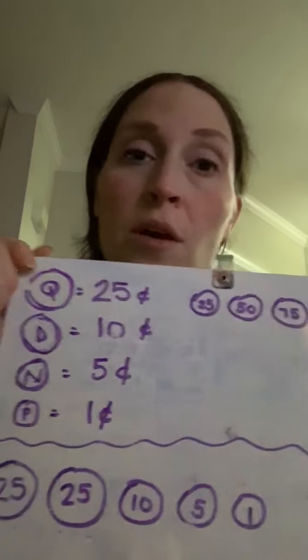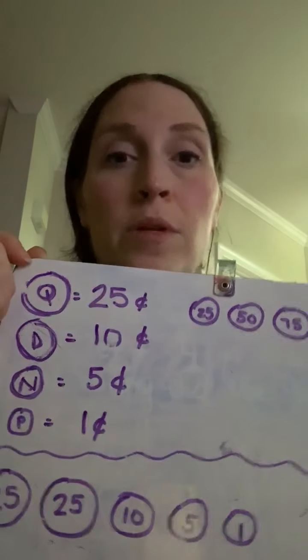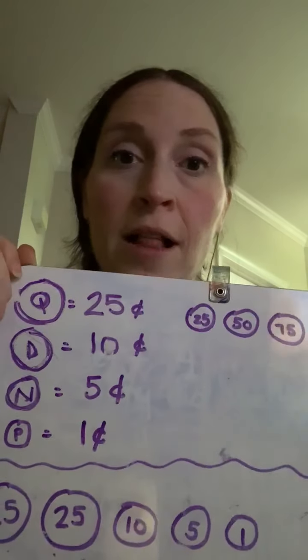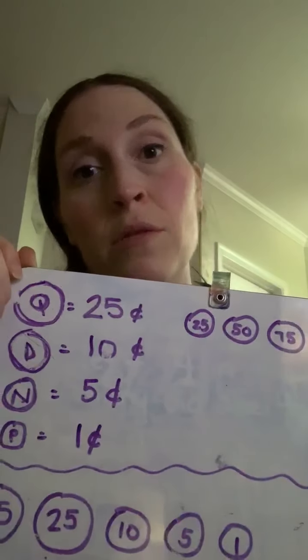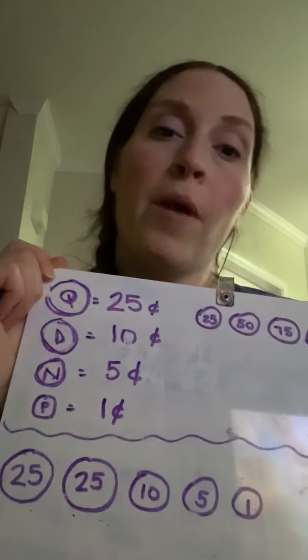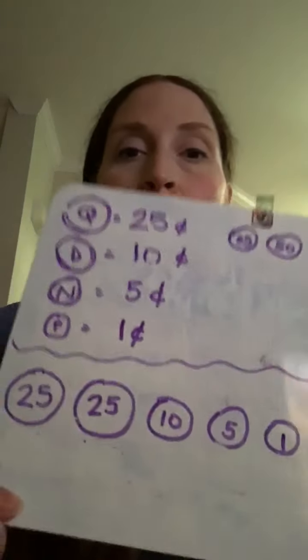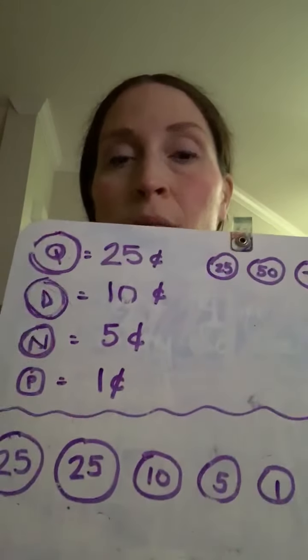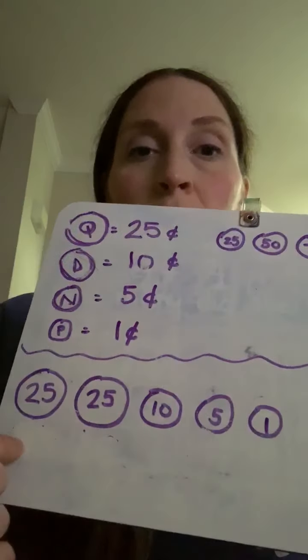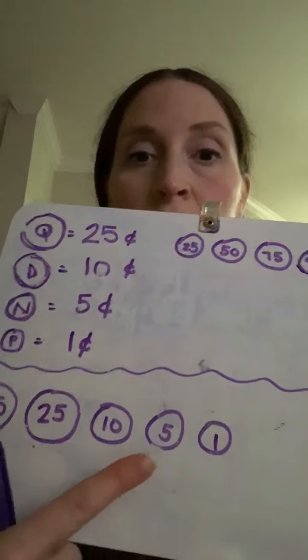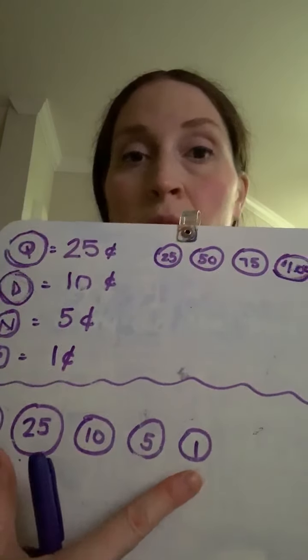If you don't have coins at home to help you, I will put some paper ones in the folder on my class pages, and you can always print those out to use them if you need to help solve the problems. So the first way that we can solve a problem is just by skip counting by the number on the coin. So our first problem is 2 quarters, those are each 25, a dime, which is 10, a nickel, which is 5, and a penny, which is 1.